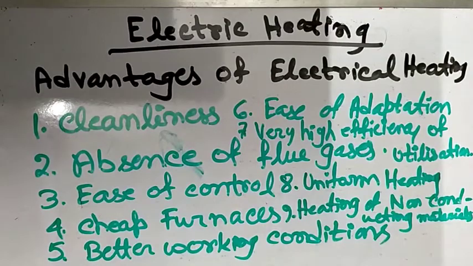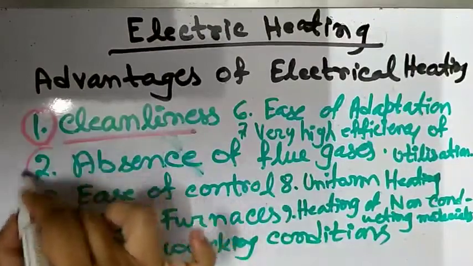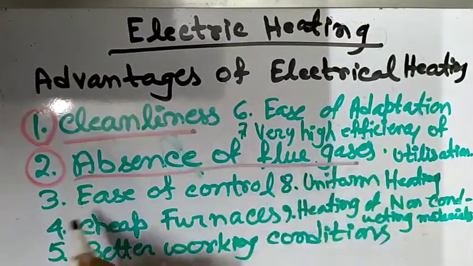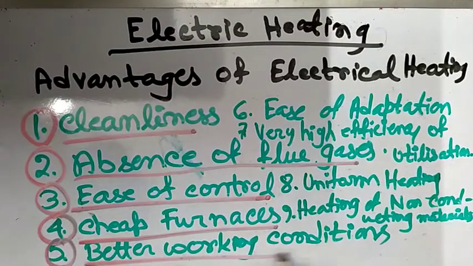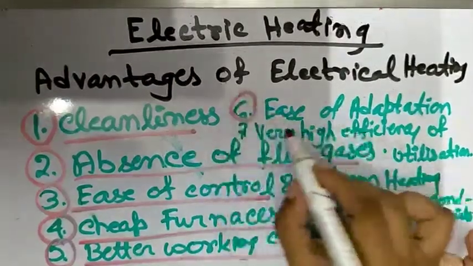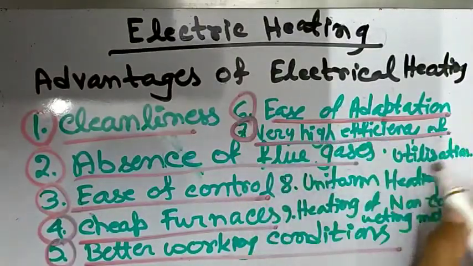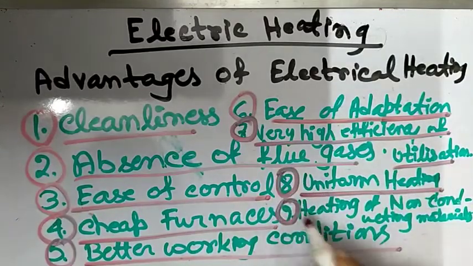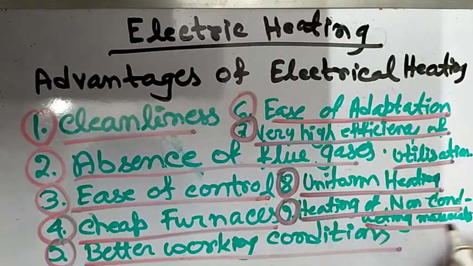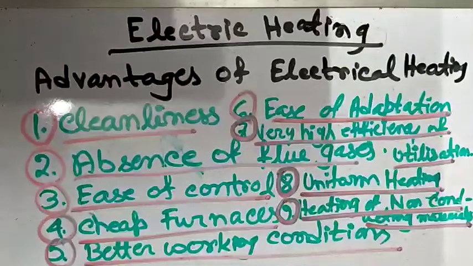So the first advantage is cleanliness, second is absence of flue gases, third is ease of control, fourth is cheap furnaces, fifth is better working conditions. Then ease of adaptation. Next advantage, very high efficiency of utilization. Next advantage is uniform heating. Next advantage is heating of non-conducting materials. So these are the 9 advantages of electrical heating.